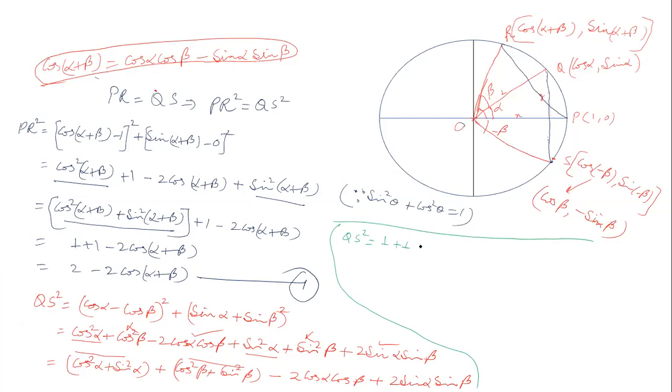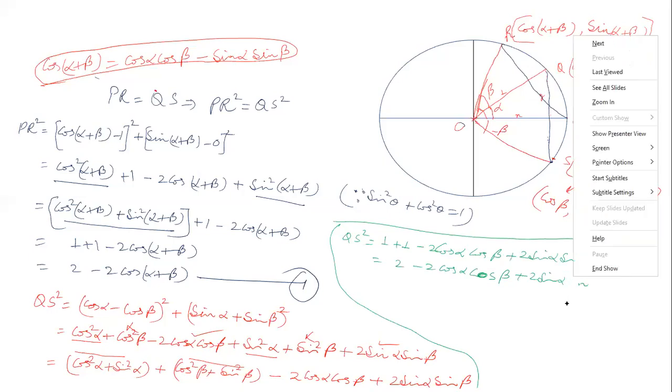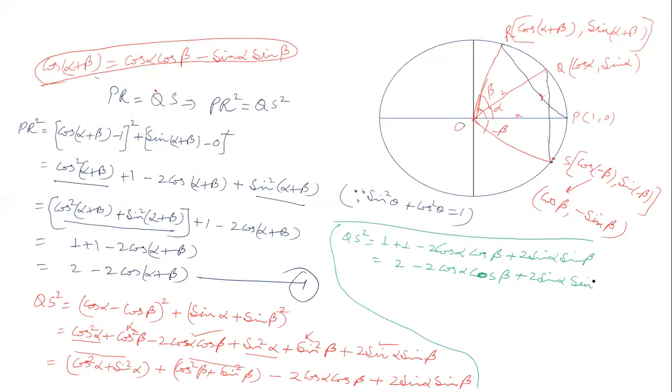1 plus 1 minus 2 cos alpha cos beta plus 2 sine alpha sine beta. That is 2 minus 2 cos alpha cos beta plus 2 sine alpha sine beta. This is equation number 2.